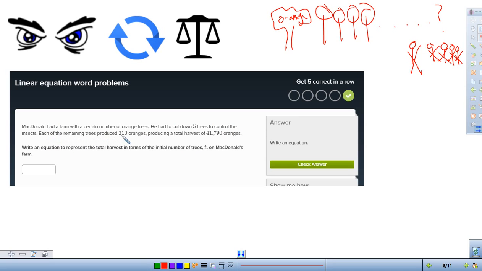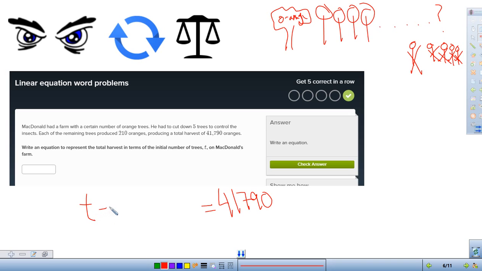Now each of the remaining trees produced 210 oranges, producing a total harvest of 41,790. So what was left was able to produce 210 each. It says, write an equation to represent the total harvest in terms of the initial trees. I know that I ended up getting 41,790. But it wants us to do it not in terms of the total trees after the cut. It's the total trees before the cut, which they're calling T. That's what initial means, the first number.